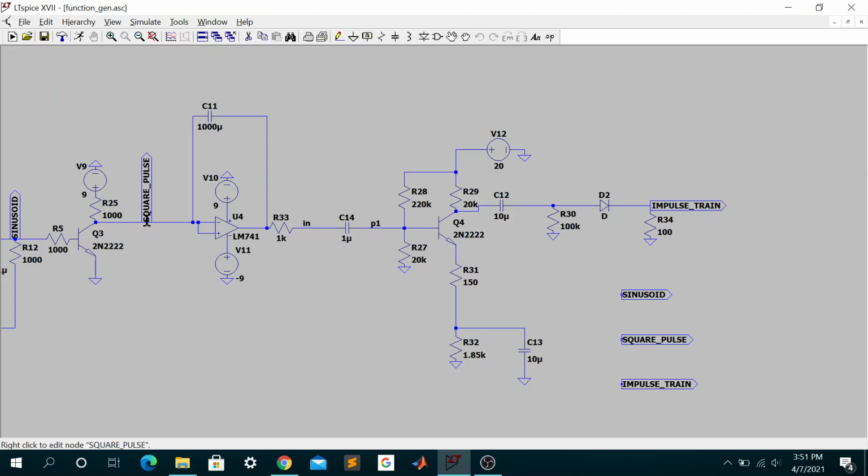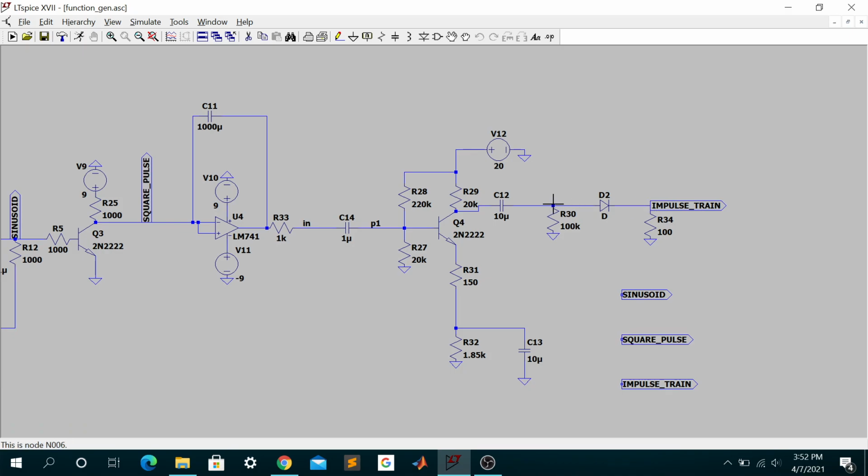So the first step would be to generate a triangle. So it's done by integrating the square pulse using an op-amp integrator. Since the output of this is really small in magnitude, it needs to be of some larger magnitude to be practically useful. So we pass it through a transistor based amplifier. So this is a common emitter amplifier, and it provides an impulse train output at its output.